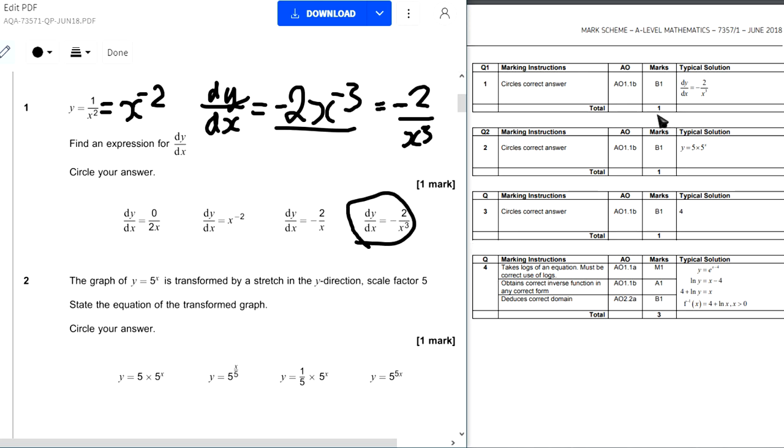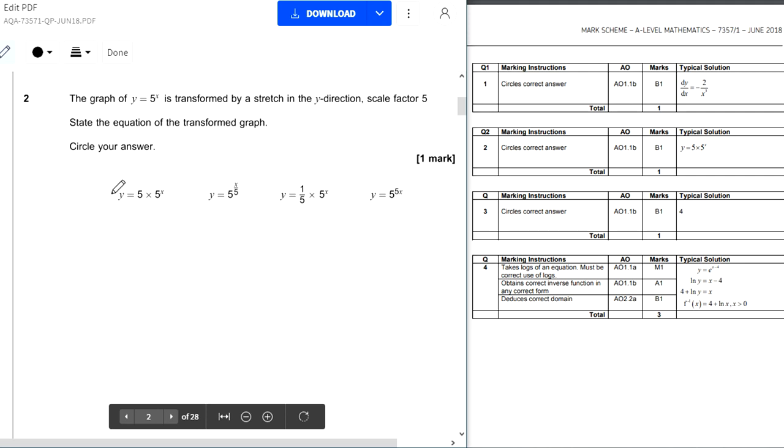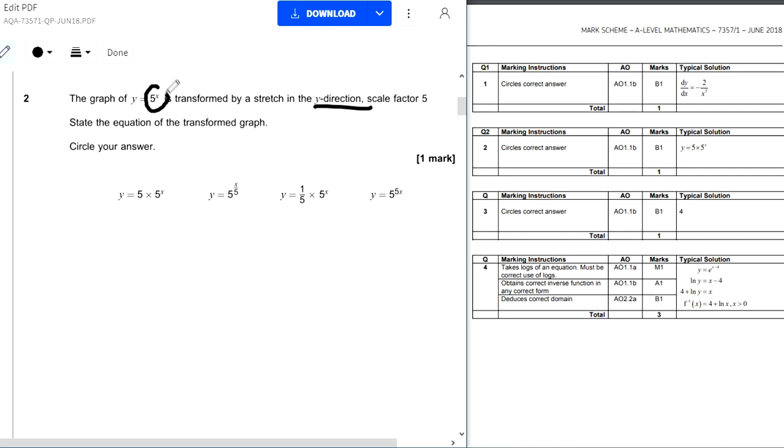So that's our answer there. And if we look on the mark scheme, yep, that's pretty straightforward. Next question. The graph of y equals 5 to the x is transformed by a stretch in the y direction with scale factor 5. State the equation of the transformed graph. So this is just, do you know how stretches work? First of all, y direction is important because that just means you take the function as a whole and you're doing something to it.